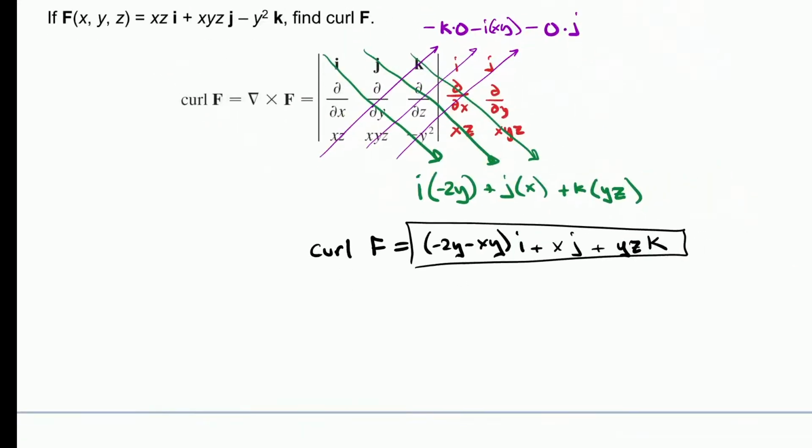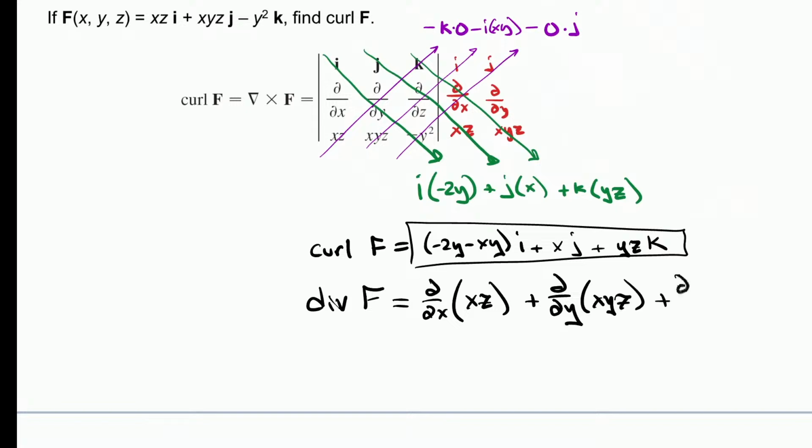So let me just do this. Divergence of f is going to be the partial with respect to x of xz plus the partial with respect to y of xyz plus the partial with respect to z of negative y squared. Notice that the divergence is not a vector, it's a scalar. And we're going to have to explain what that scalar means in just a minute. But this is just the way that we're going to compute it.